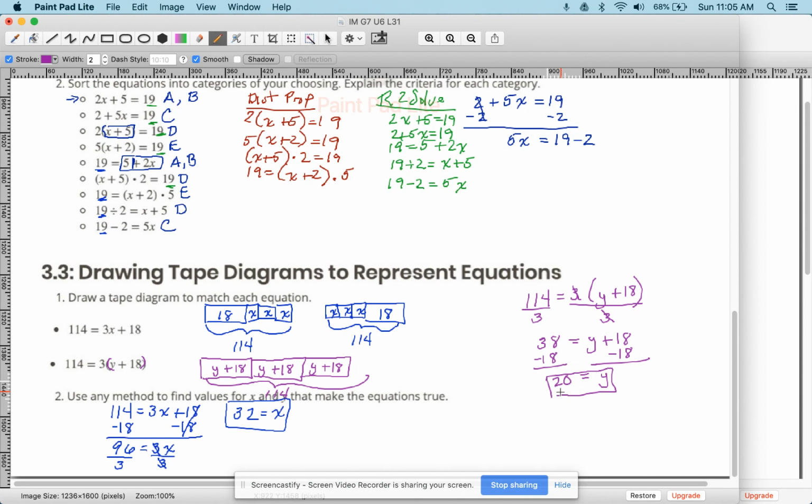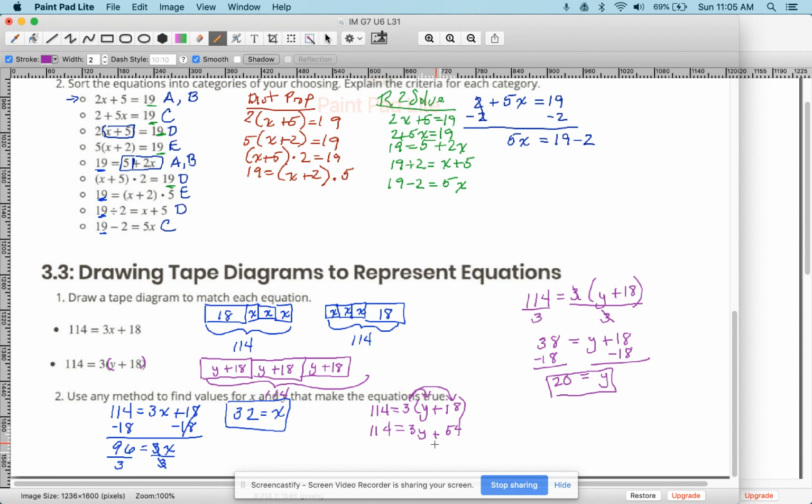If instead of doing that, I want to use distributive property, I would do, let's see, 114 equals 3 times y plus 18. So instead, I would distribute this. I would have 3y, 3 times y is 3y, and 3 times 18 is 54. And all of that equals 114.